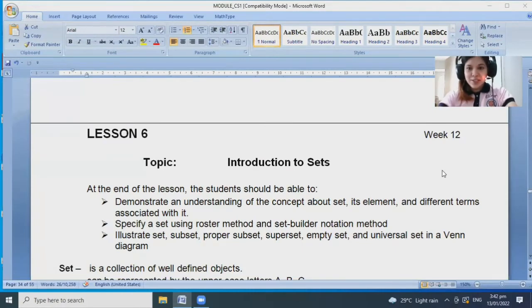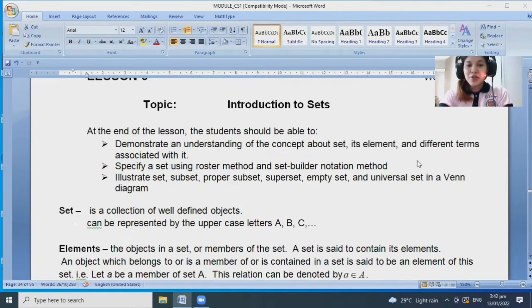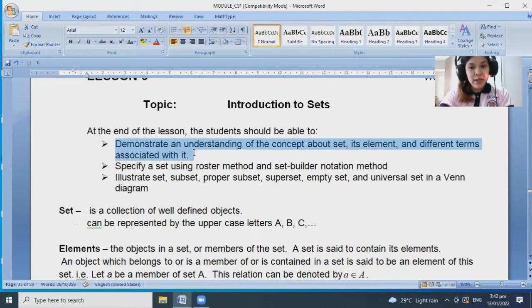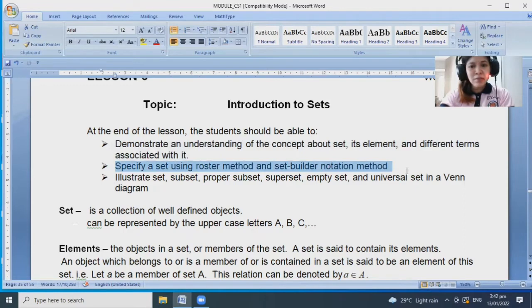Lesson number 6. Let us talk about introduction to sets. At the end of this session, you will be able to demonstrate an understanding of the concept about set, its element, and different terms associated with it. Specify a set using roster method and set builder notation method. Then illustrate set, subset, proper subset, superset, empty set, and the universal set in a Venn diagram.